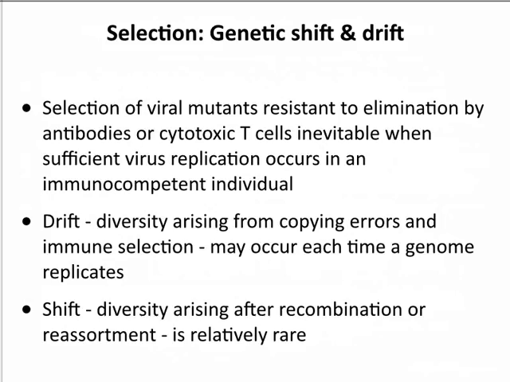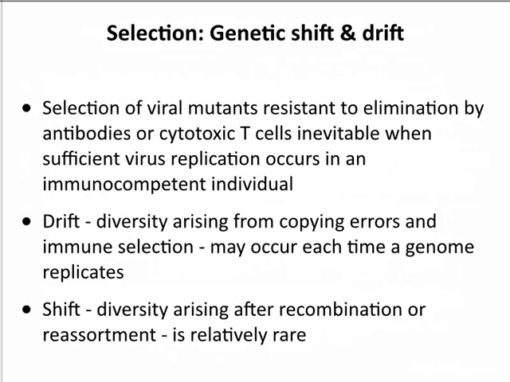Let's look at a couple of concrete real-world examples where I can show you how mutations arise in a genome and how they are selected for in real-life situations. And there are 2 different kinds that we're going to talk about. They're called genetic drift, and these are essentially single mutations in a viral genome that arise by errors in the polymerase that we've talked about. And the other is genetic shift, and this is diversity that arises by recombination or reassortment.